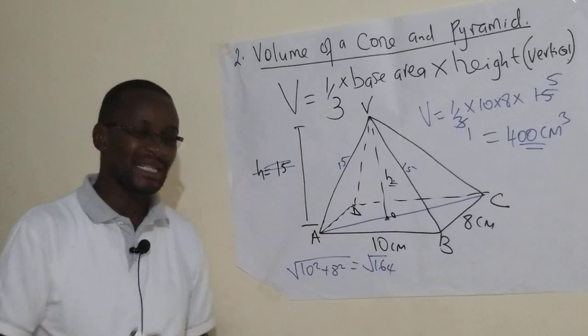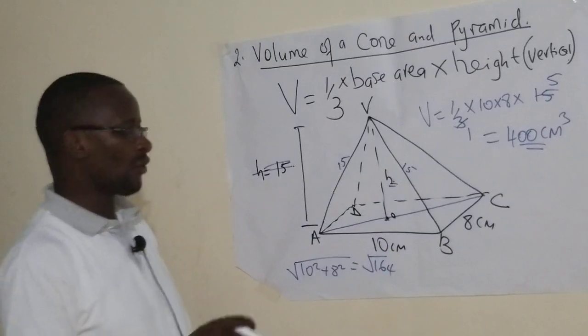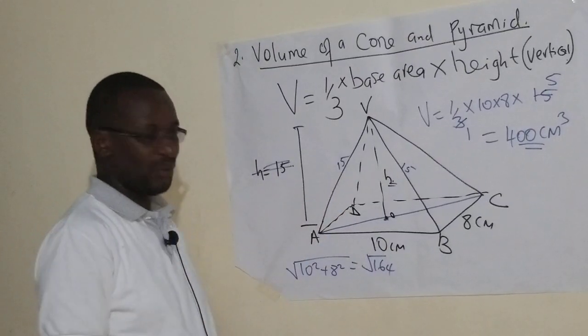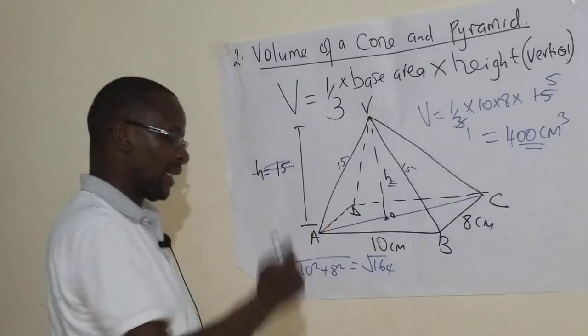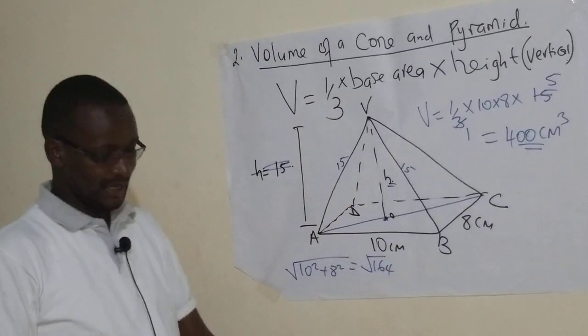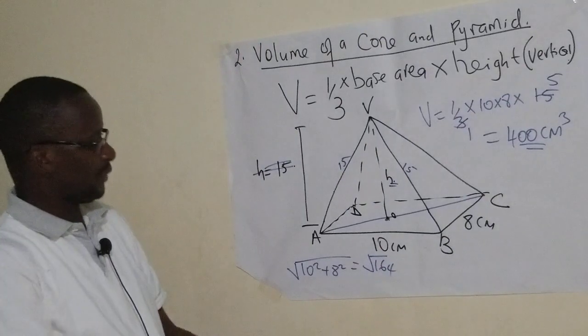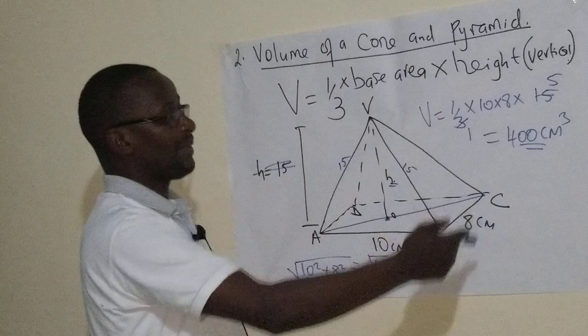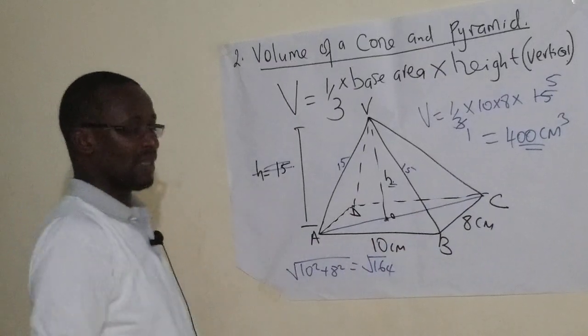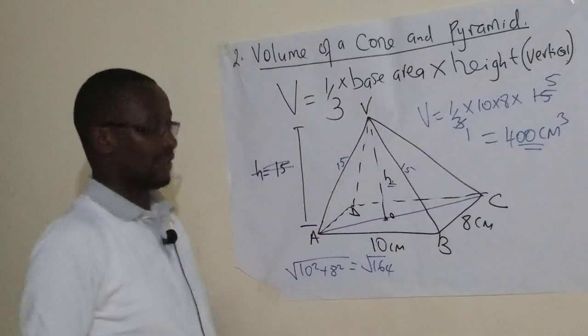So my example is a direct one, but it is not always that you get such an example. You can be given the slant edges. So you have to get the vertical height using Pythagoras theorem. You can complete this one for your own practice and see what would have been the answer if this 15 was not the height, if it was the slant edges.